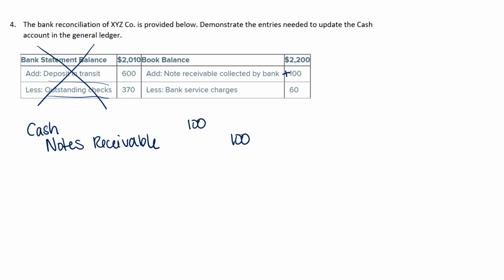The next item is bank service charges. This is going to be a subtraction, so cash will be decreasing. So that means we'll credit cash. You can debit an account called bank service charge. Sometimes it might be like bank fees, but we'll just do this for this example. And then you credit cash because the cash balance is decreasing. That amount is $60.